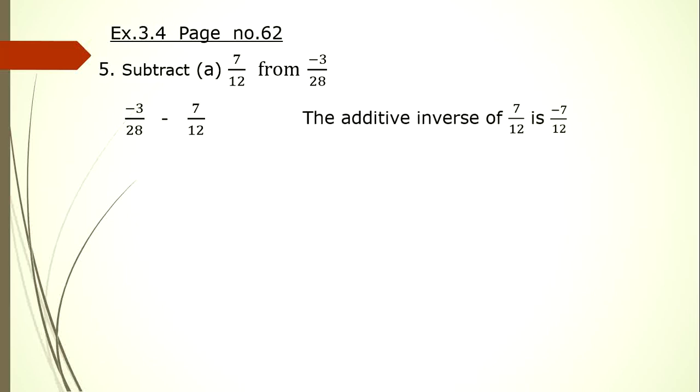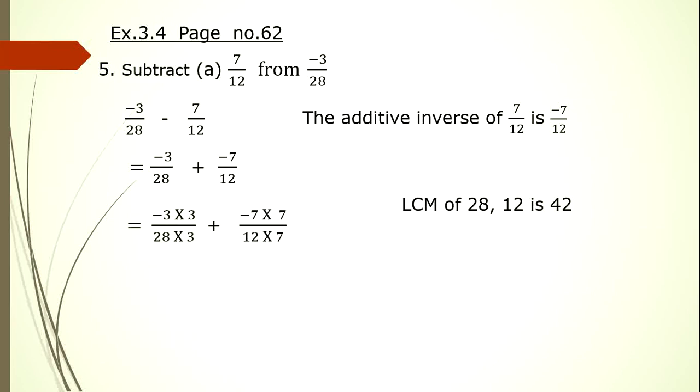So, here we go. The additive inverse of 7 by 12 is minus 7 by 12. So, minus 3 by 28, we are adding the additive inverse of the second expression. So, minus 3 by 28 plus minus 7 by 12. Now, check whether the denominators are same or not. They are not the same denominators. So, go for LCM of 12 and 28. We get LCM of 28 and 12 as 42.